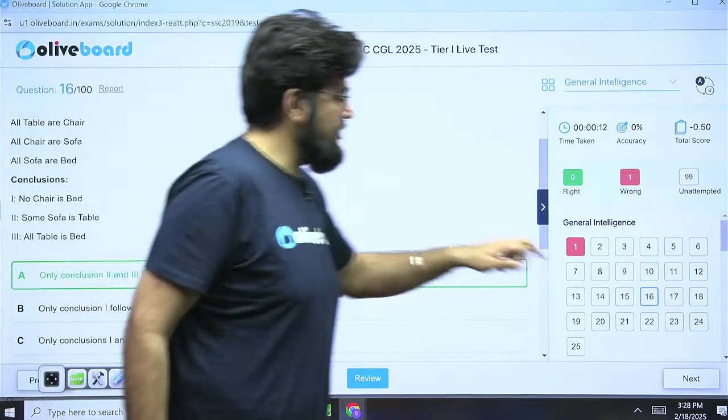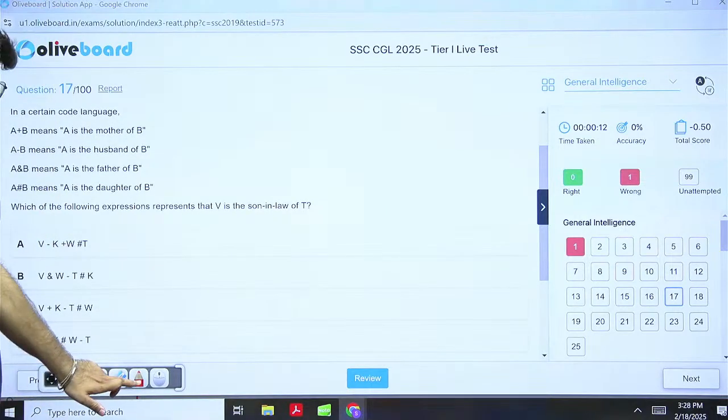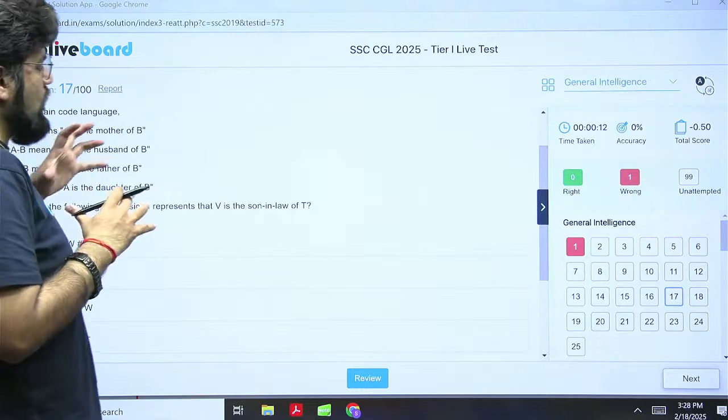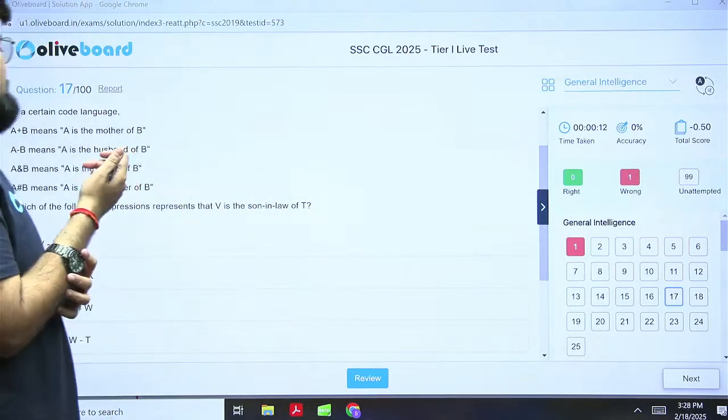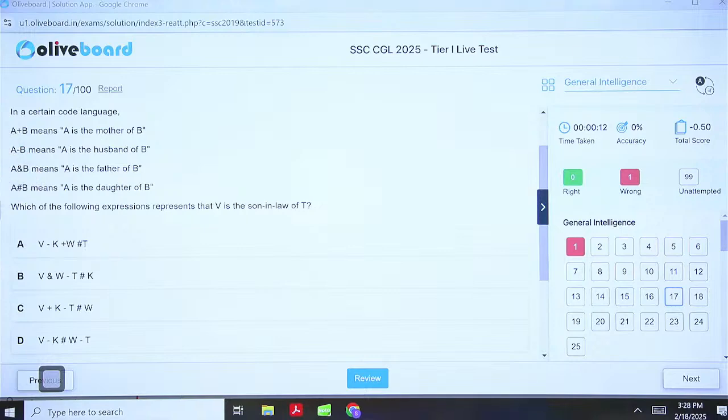Next, question number 17. Okay, we have a blood relation based question. Again, I know how a lot of you solve this question, but if you are quick at drawing trees, you still might not face a problem. Which of the following expressions represent that V is the son-in-law of T? Now, if V is the son-in-law of T, V surely is a male. That is what we know, right?